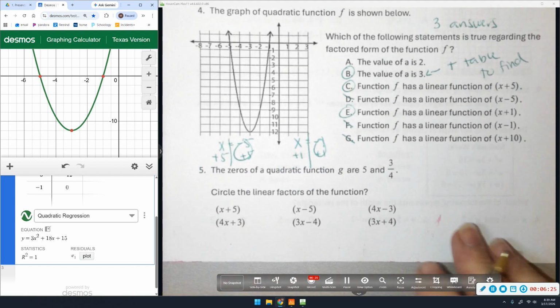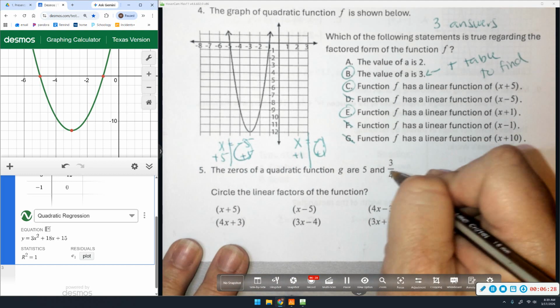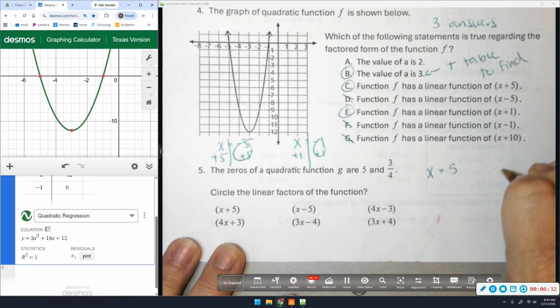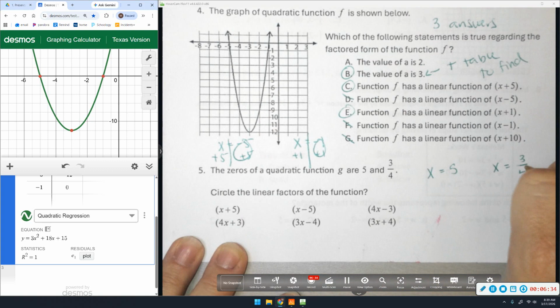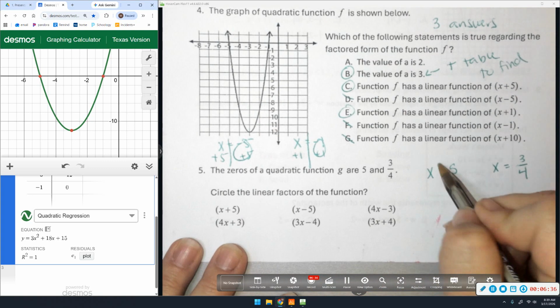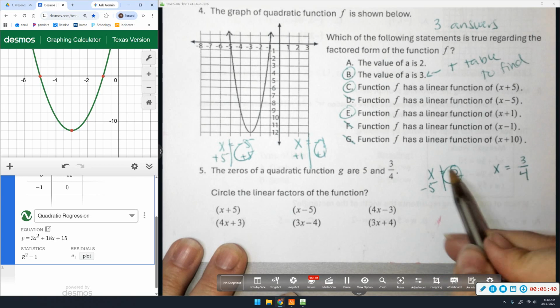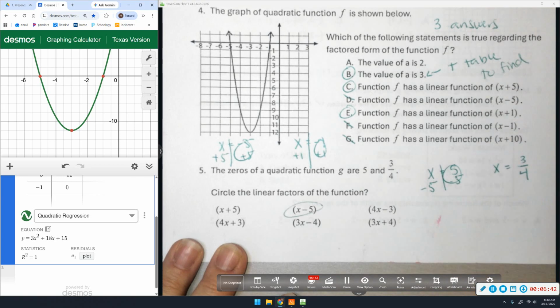Okay, last one on the front, number 5. I have 2 x-intercepts just like that, so I'm going to set those equal to x because I'm trying to find my factors. Well, this one's super simple. Again, we want it to equal 0, so I would do x minus 5. Now it equals 0, so x minus 5 is one of my answers.